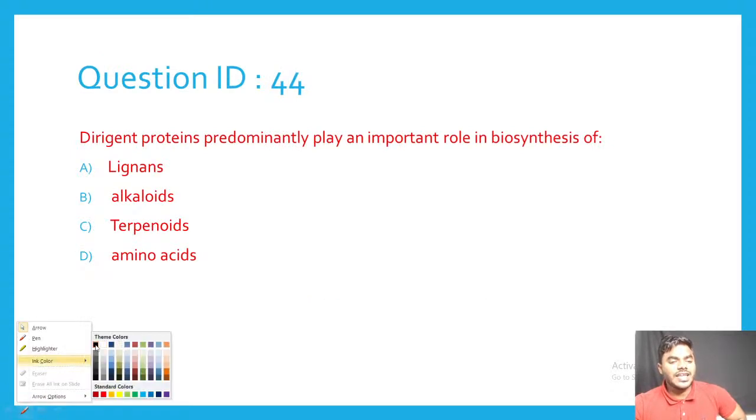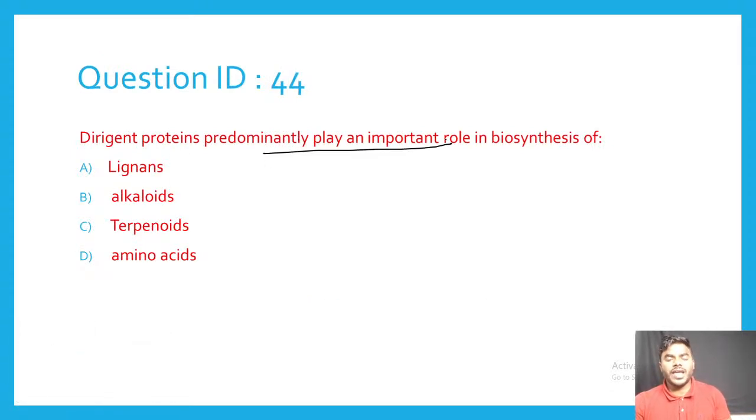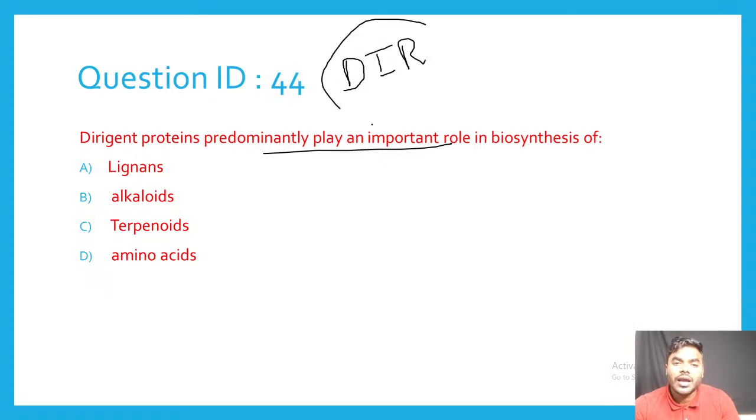Next, dirigent proteins predominantly play an important role in the biosynthesis of... Sometimes, instead of writing dirigent proteins, they will use the word DIR. We can call them plant dirigent proteins. Correct, Tanvi. ATP is not synthesized in the carboxylation. Wonderful.